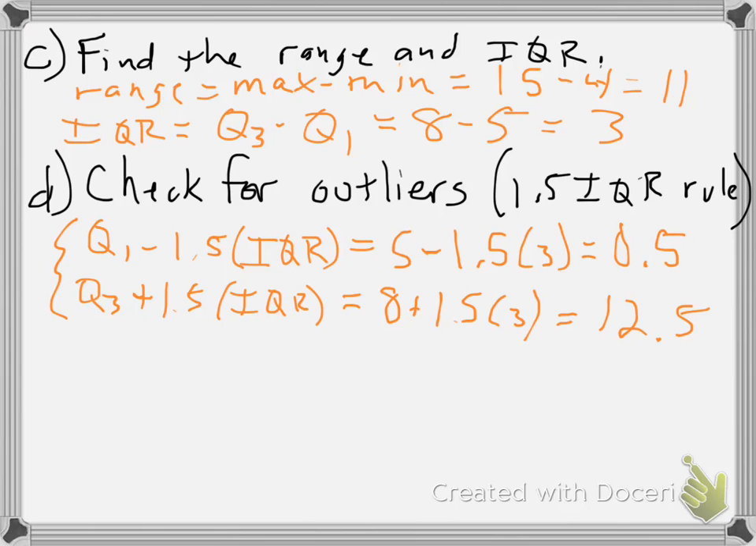What does this mean? So since 15 is greater than 12.5, which again was Q3 plus 1.5 IQR, 15 in this context, ducks, is an outlier.